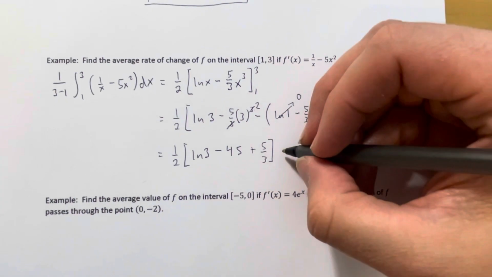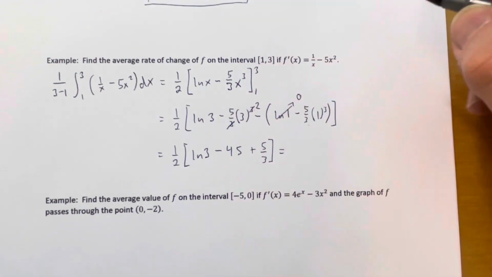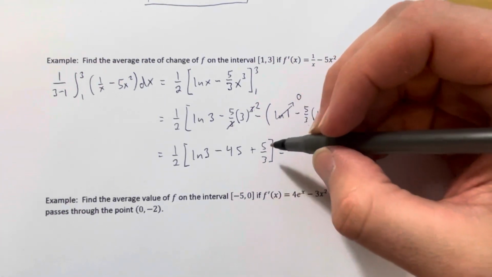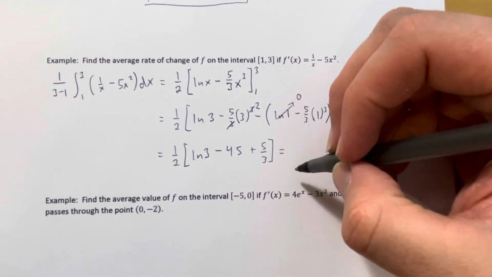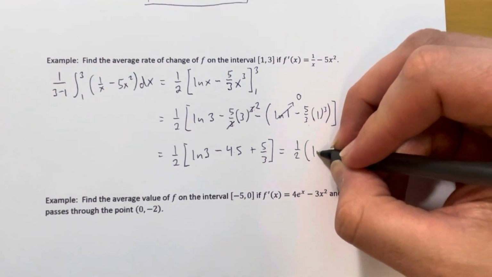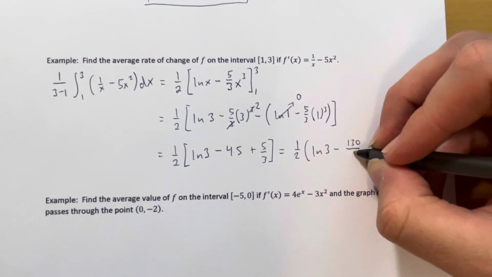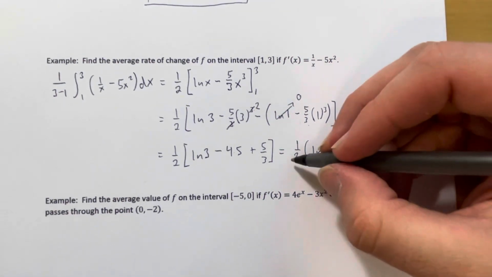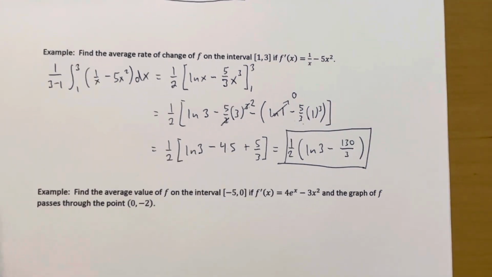5/3, like that. Okay. To get a common denominator here, 45 times 3 is 135. I have negative 135 plus 5, which would be negative 130. This becomes 1/2 times the natural log of 3 minus 130 over 3. And this is a fine form to leave my answer in. I don't need to really do anything more with that, but that is the answer for that one.